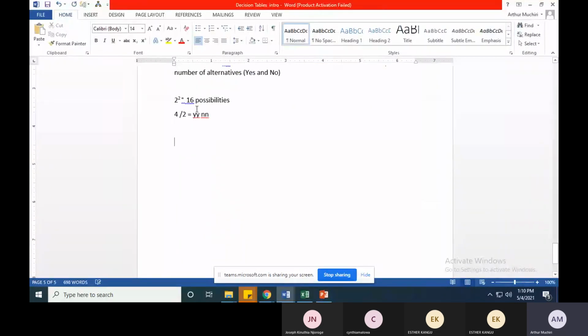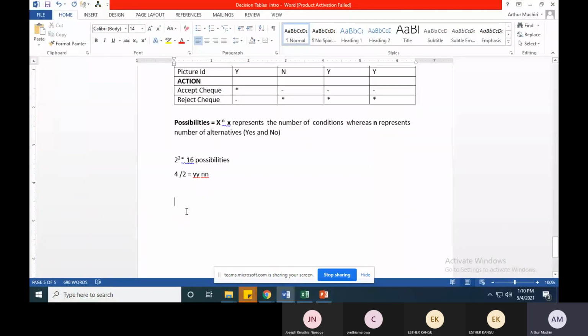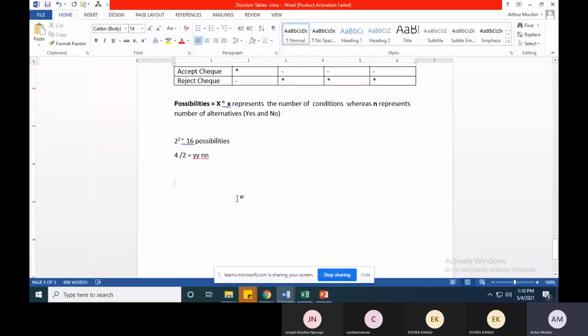Let's say, for example, you have 4 conditions. Let's leave this one first, so that you get what I'm saying. Let's do another table that has 4 conditions. Maybe you are checking for grades. If somebody has got an A, but anyway, that one will complicate. But let's say you have 4 conditions.